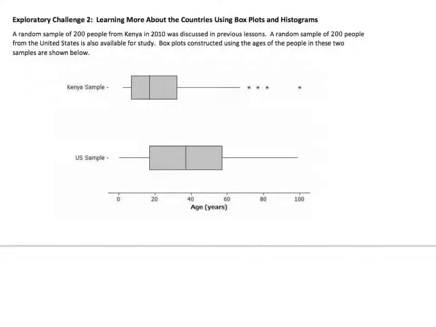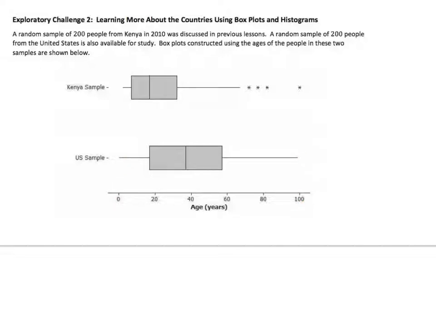Okay, let's try another graph type. A random sample of 200 people from Kenya in 2010 was discussed in previous lessons. A random sample of 200 people from the United States is also available for study. Box plots constructed using the ages of the people in these two samples are shown. Okay, we can look down and see quartile 1, the median, quartile 3, minimum, maximum, etc.